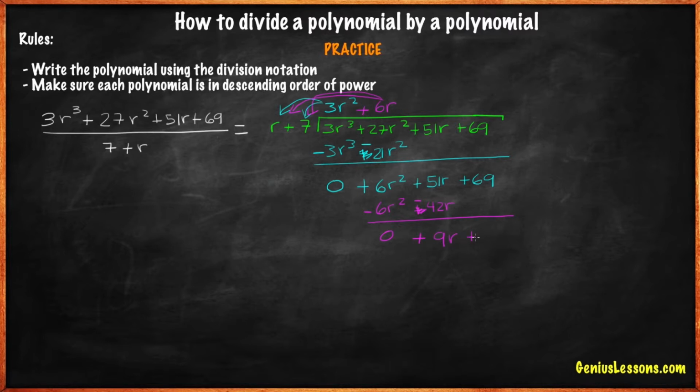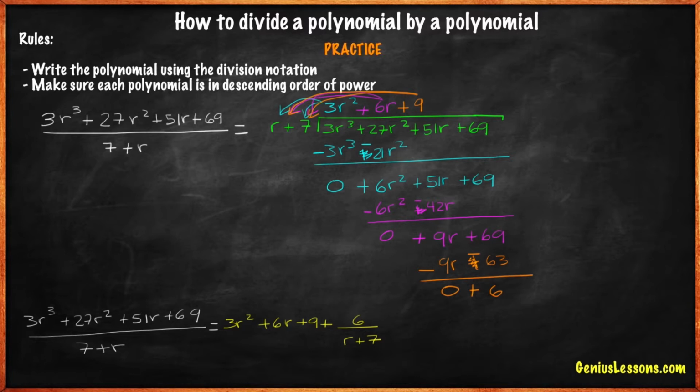Bring down the 69. Let's find a number that multiplies by r and gives us 9r. Yes, the number is 9. 9 times r is 9r. 9 times 7 is 63. Change the signs and let's add them. 9r minus 9r is 0 and 69 minus 63 equals 6. The remainder is 6. The answer is written as 3r squared plus 6r plus 9 plus 6 divided by r plus 7.